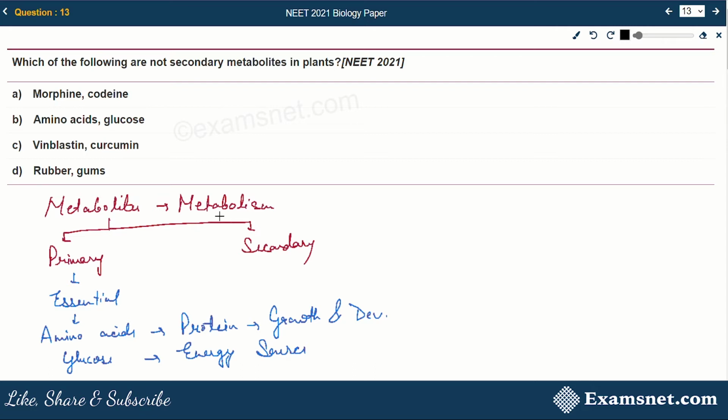So out of the given options, we can say that amino acids and glucose are primary metabolites and not secondary metabolites, whereas all the other options are secondary metabolites of plants. That means they are involved in the metabolic activities of plants, but these are not absolutely essential, or not important in their physiological functions. Okay, so plants can survive without these secondary metabolites. Okay, I hope you understand.